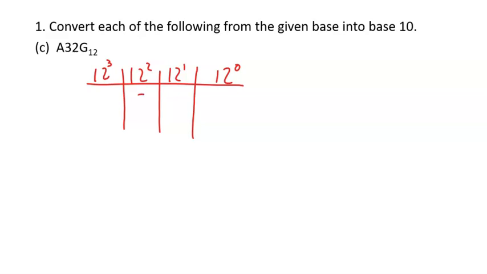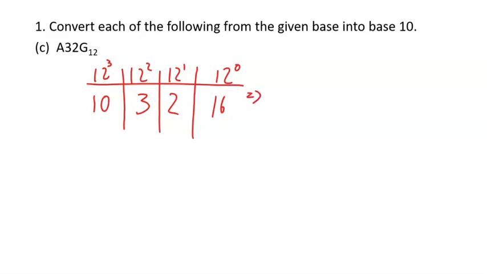Now, easy ones to do are the 3 and the 2. They're right in the middle. What I need to do is figure out what numbers and what digits the A and the G represent. Well, the A represents 10, and if I equate up the alphabet and the numbers, the G represents 16.